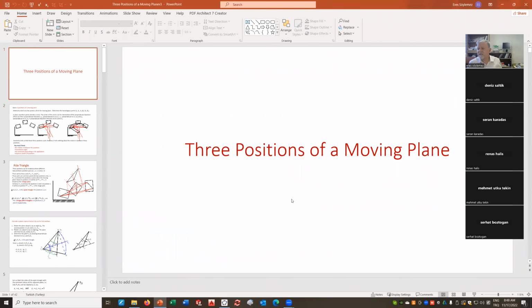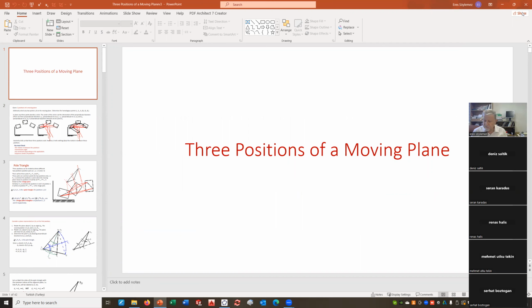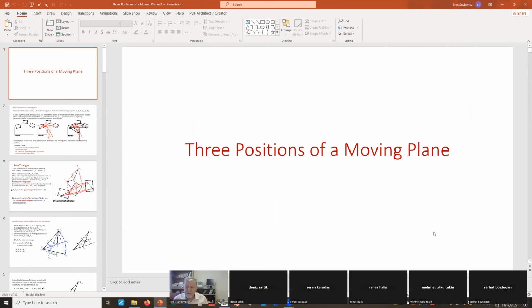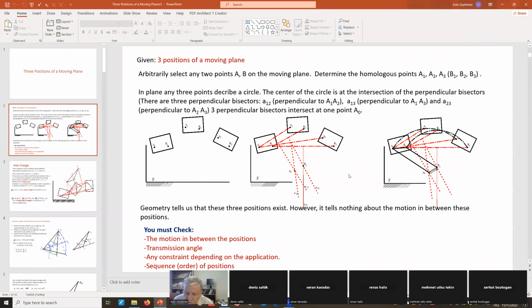Last week we started with three-position synthesis of a moving plane. We said whatever we have discussed for 2 positions of a moving plane is applicable for 3 positions, because I can always neglect one of the positions and consider 2 of the positions. In that case, that means I'm going to have 3 poles.